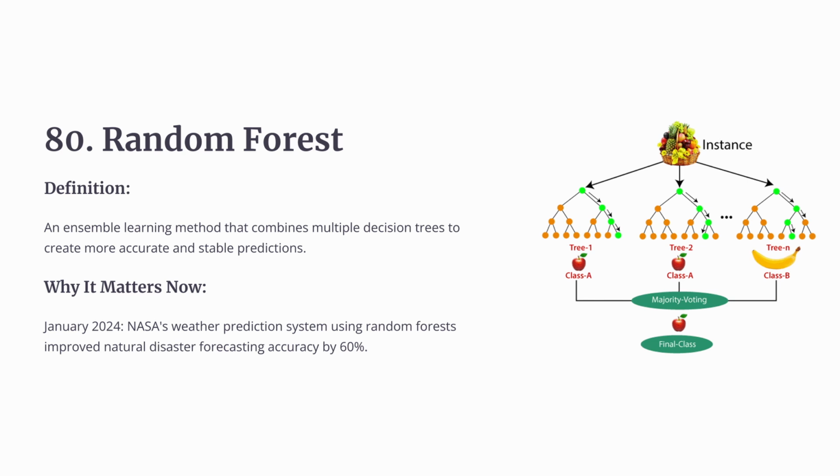Random forest is an ensemble learning method that combines multiple decision trees to create more accurate and stable predictions. Imagine instead of relying on one decision tree, you're consulting an entire forest of decision-making trees and taking their collective wisdom. NASA's weather prediction improvement shows how powerful this is. They're now warning us about natural disasters with far greater accuracy.